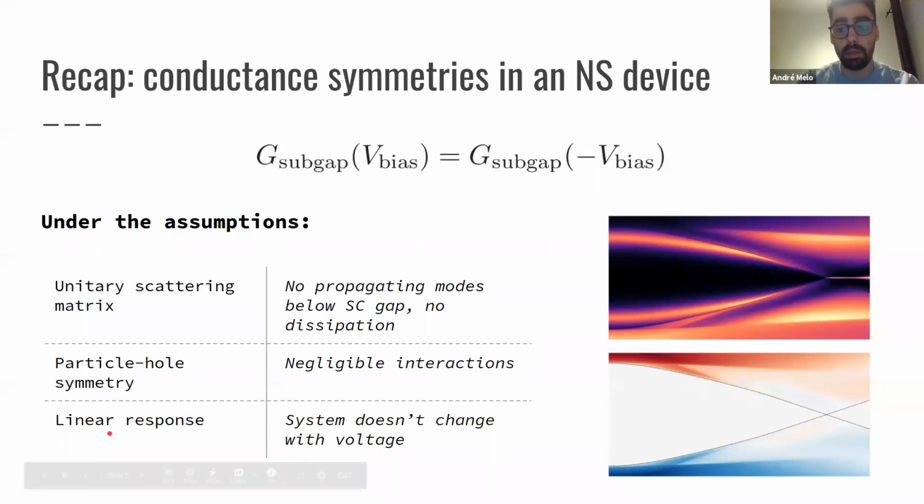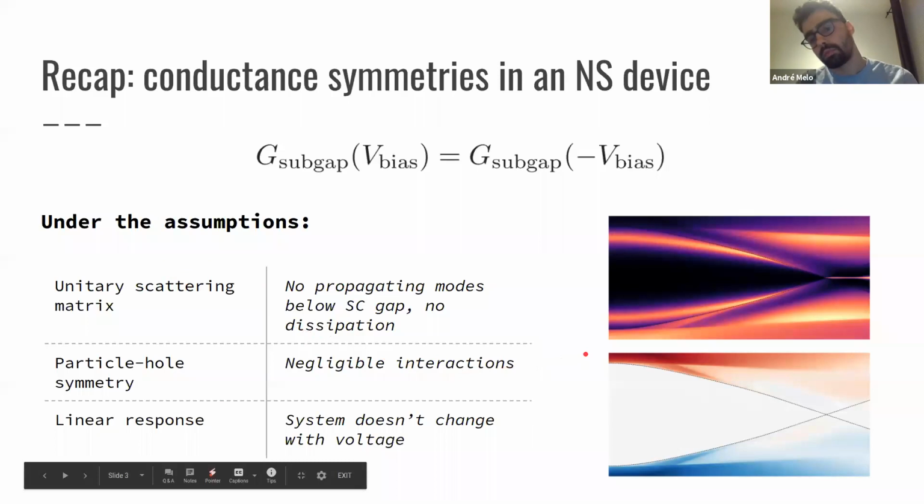the linear response limit. And that means in practice that we assume that the system doesn't change with the applied voltage. Or more mathematically, it means that the dependence of the Hamiltonian on the bias voltage is negligible. So if these assumptions hold, I get conductance plots that look like this.